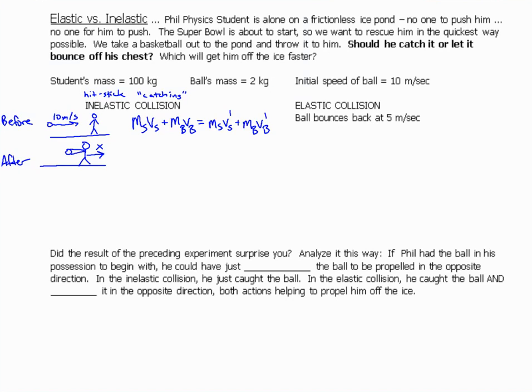So plug in some numbers. The mass of the student is 100 kilograms, but his velocity is 0. And we have the mass of the ball, which is 2 kilograms, and its velocity, which is 10 meters per second, equals, here we have the mass of the student times new student velocity and mass of the ball times the new velocity of the ball, x.